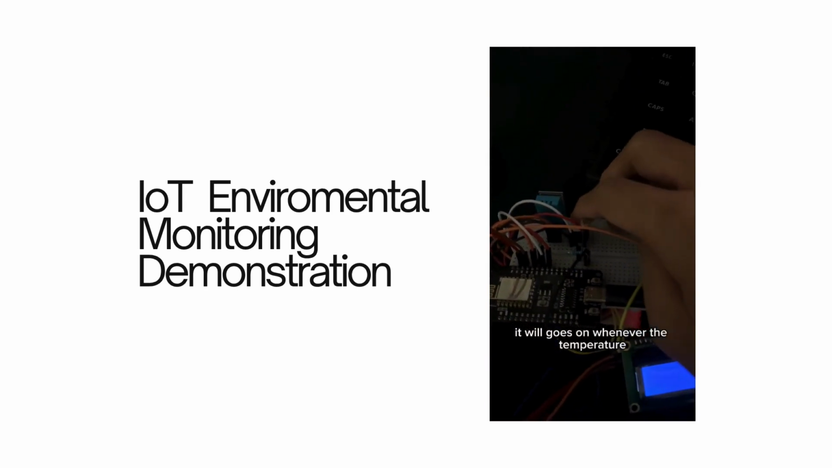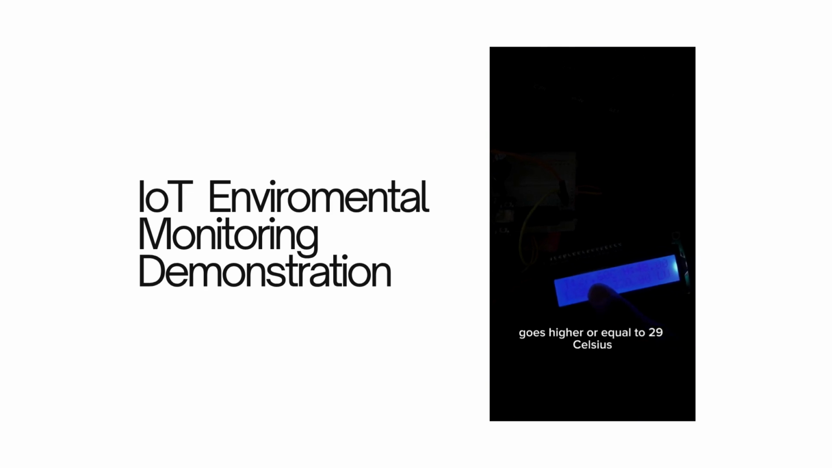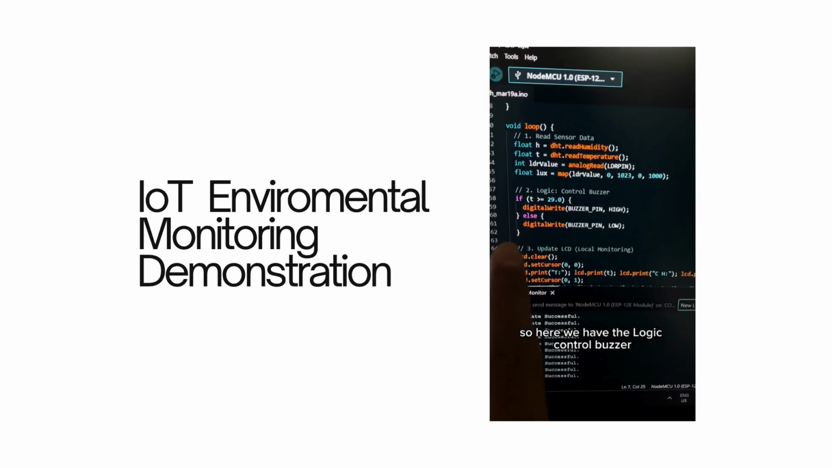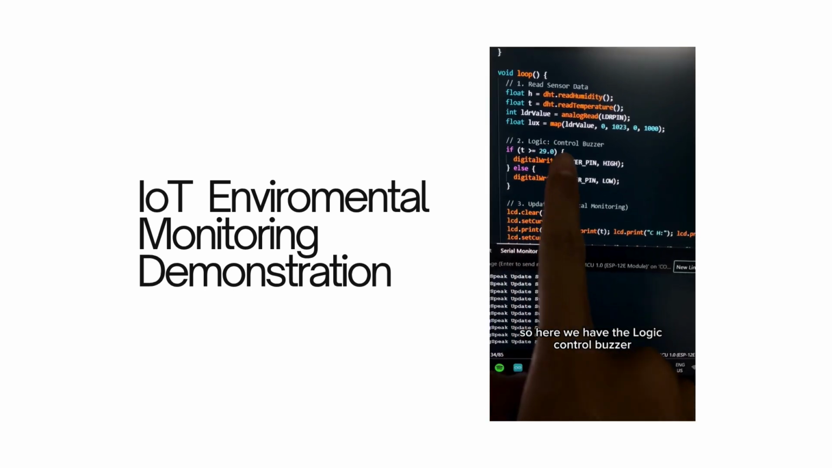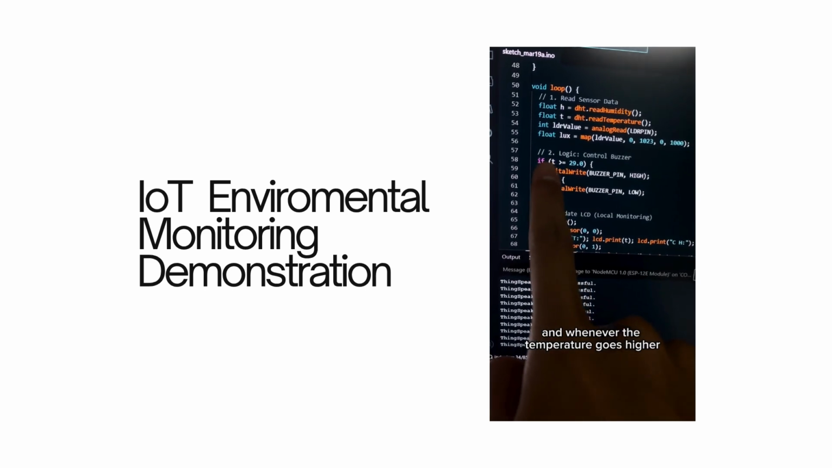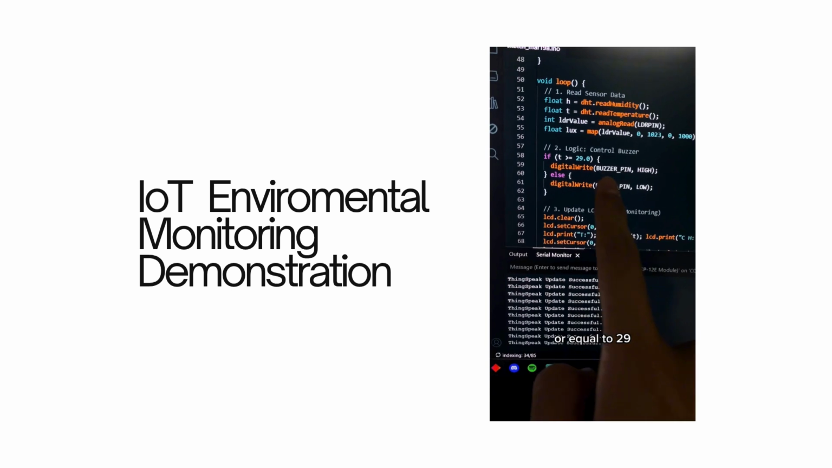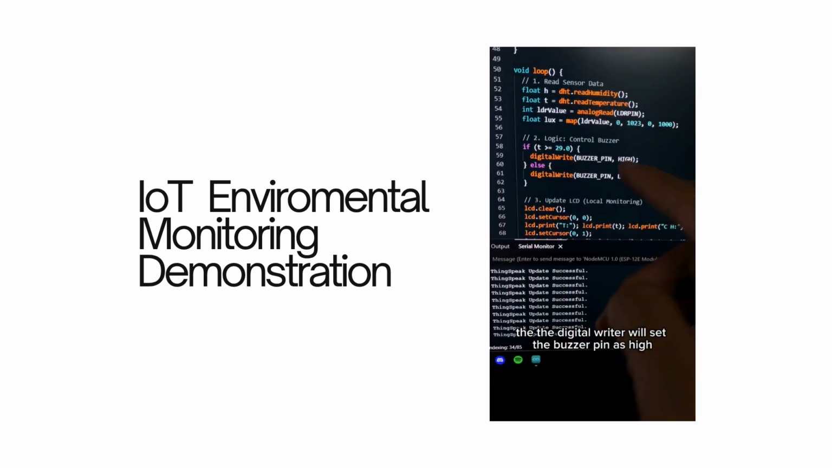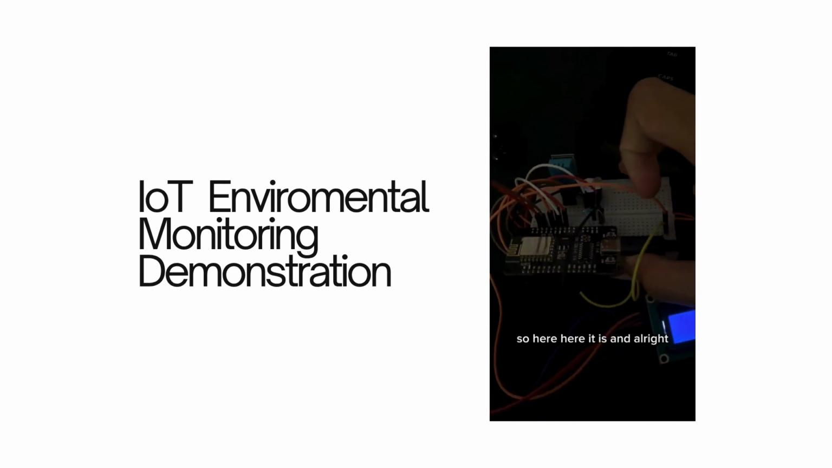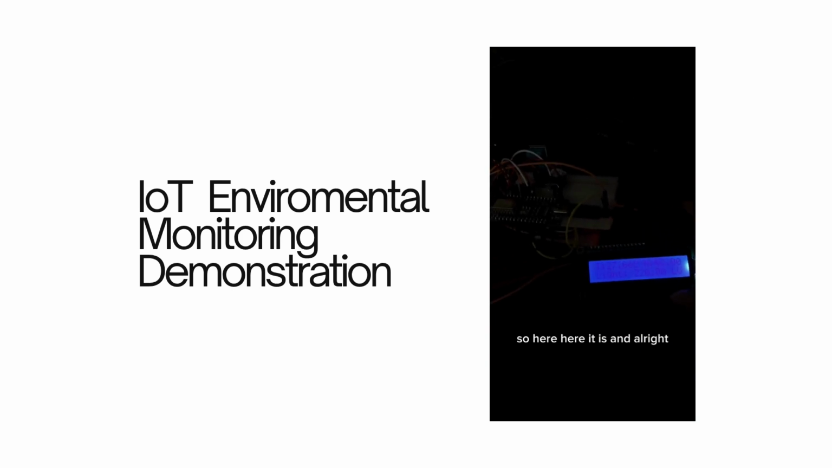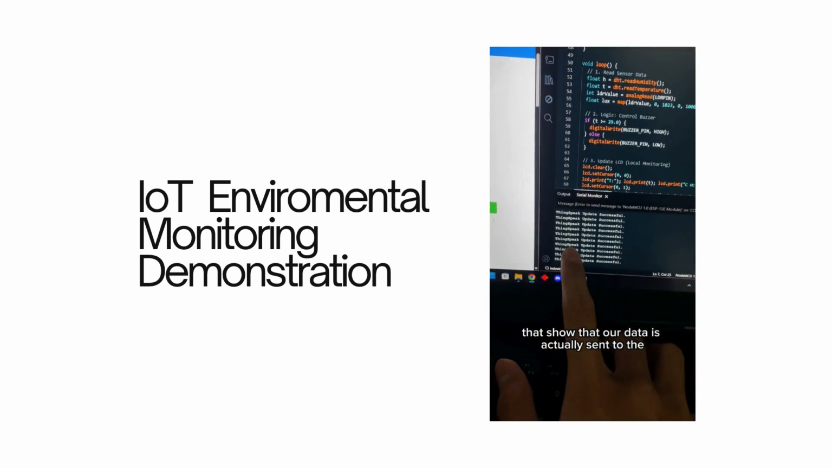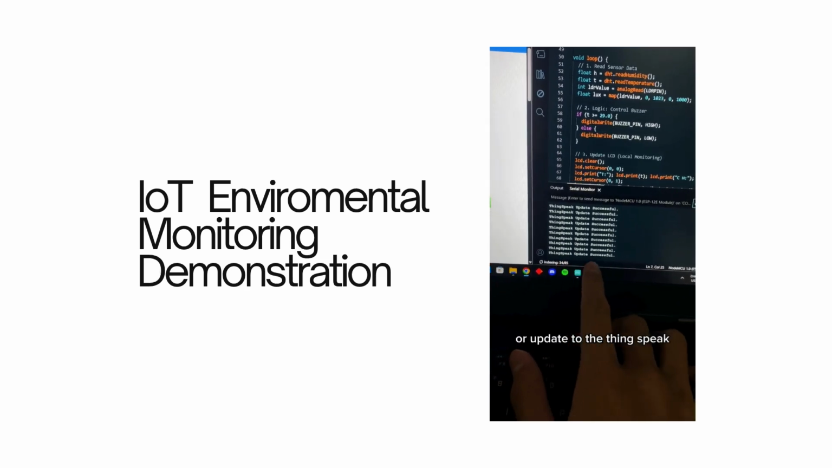And for the buzzer, it will go on whenever the temperature goes higher than or equal to 29 Celsius, like in the code. So here we have the logic control for the buzzer. Here T stands for the temperature, and whenever the temperature goes higher than or equal to 29, the digitalWrite will set the buzzer pin as HIGH, which turns it on. And here is the serial monitor that shows that our data is actually being sent, or updated, to ThingSpeak.